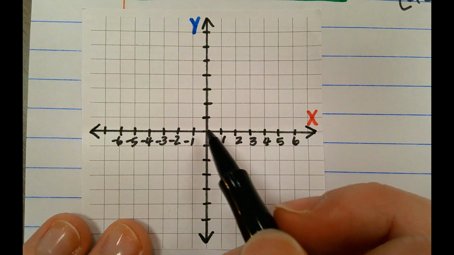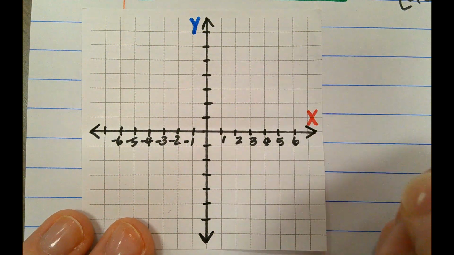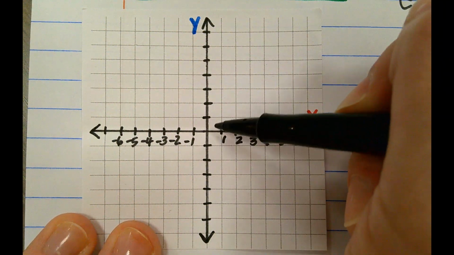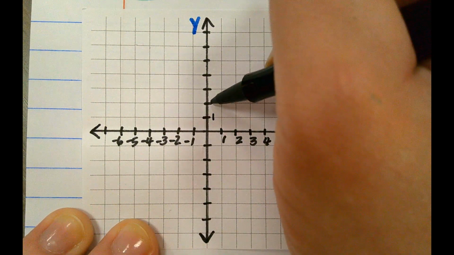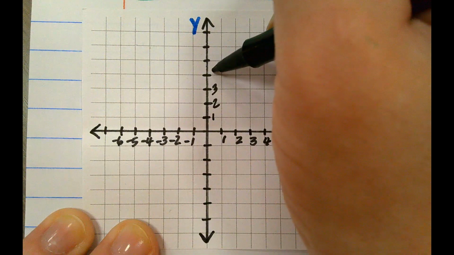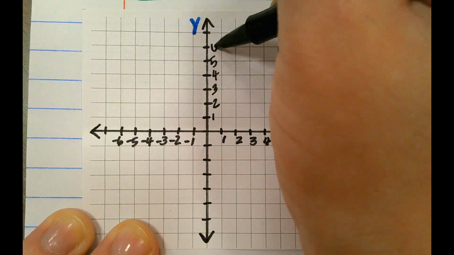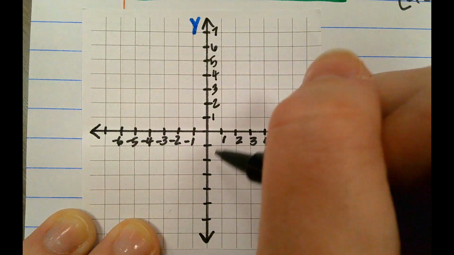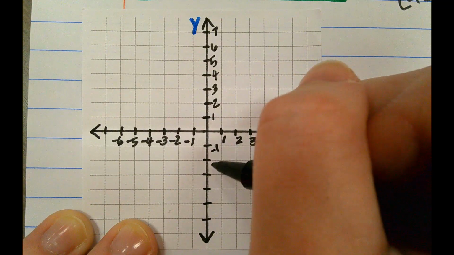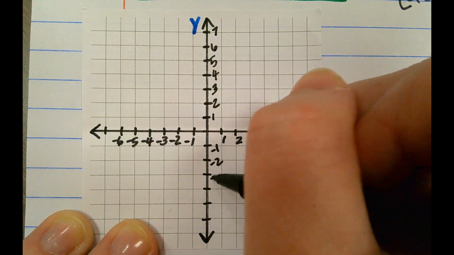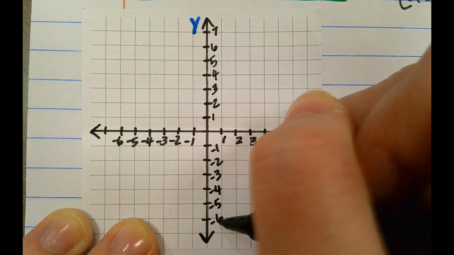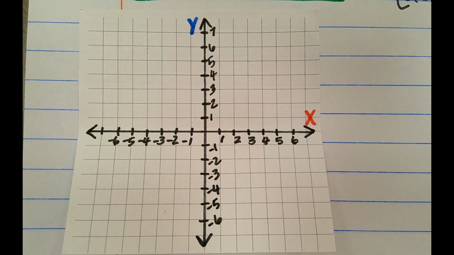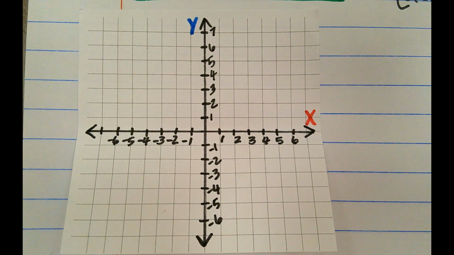So my zero's in the middle, but the y-axis also needs to be labeled. My positive numbers on the y-axis will go up. Negatives will be down. So 1, 2, 3, 4, 5, 6, 7. And then the negatives start below 0. -1, -2, -3, -4, -5, -6. Okay, and I will pause while everybody gets their graphs labeled.